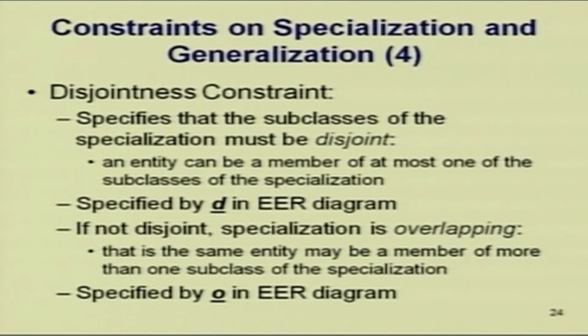Please note, for each type of specialization, you can have employees having three specializations which we saw before. One was job type, one was based on the salary and one was based on whether he is a manager. That can happen, but in the case of disjoint, for that particular specialization, a member of the entity can belong to only one subclass, and this is specified by D, which we have already seen.